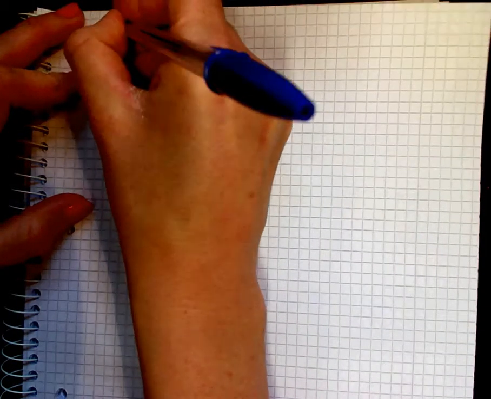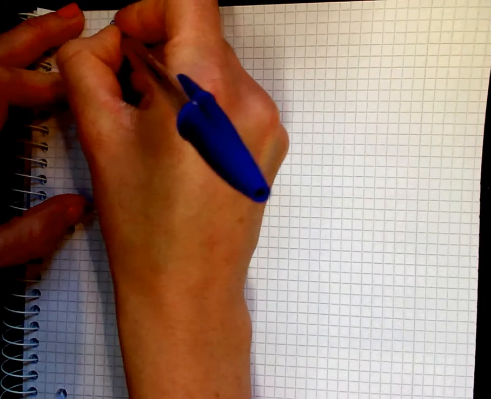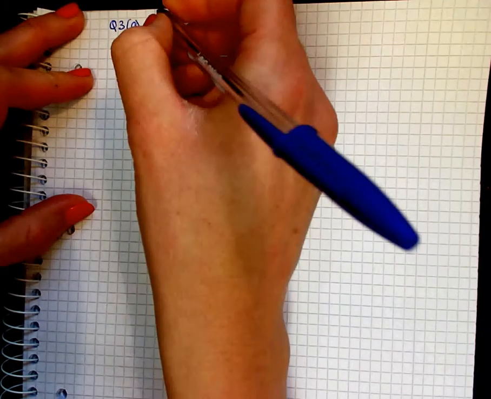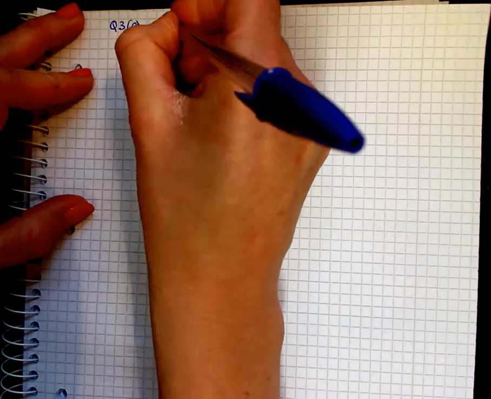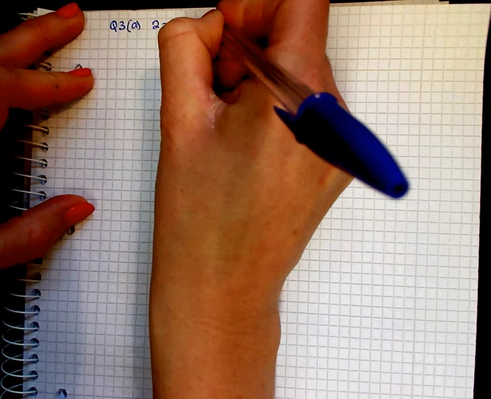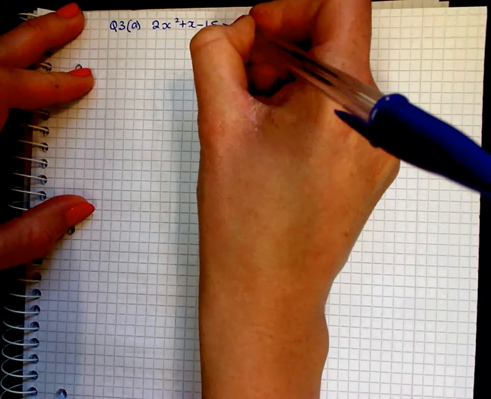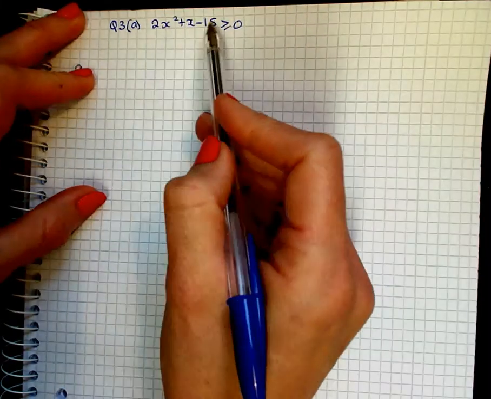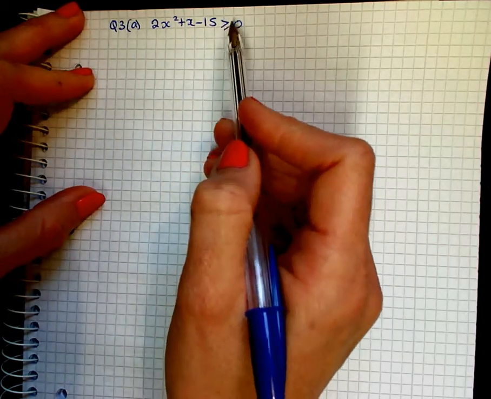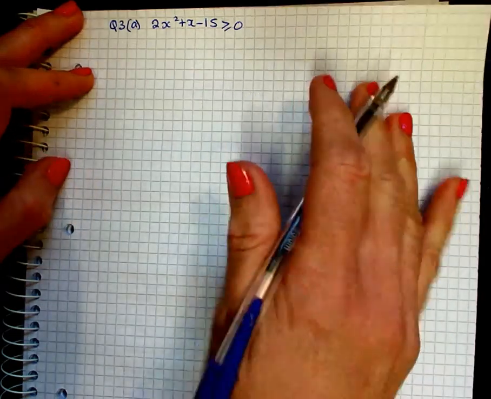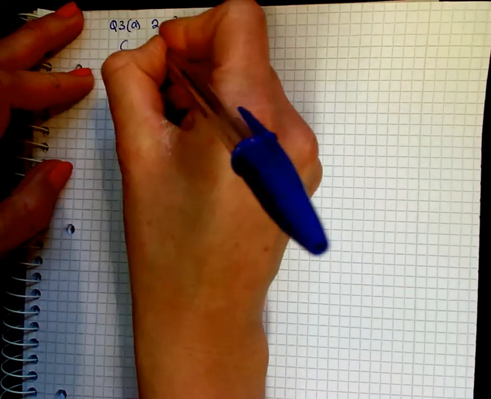Okay, so fifth year revision sheet, and this is question three, part A. So it's an inequality, it's 2x squared plus x minus 15 is greater than or equal to zero. So it's a quadratic function and it's greater than or equal to zero. Okay, so what I'm going to do is I'm going to factorize it.